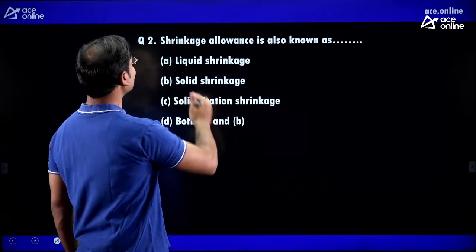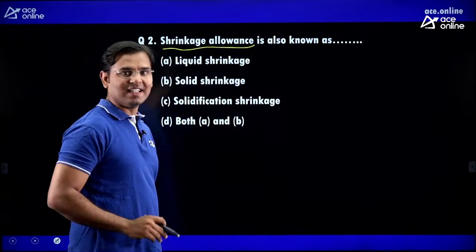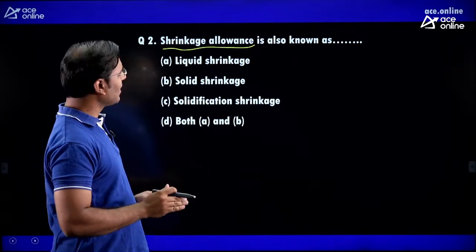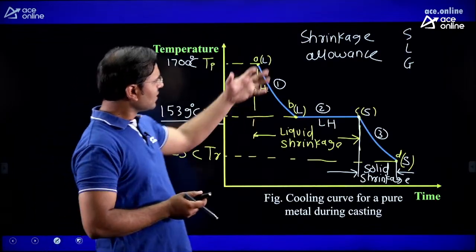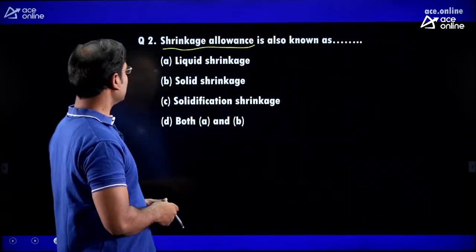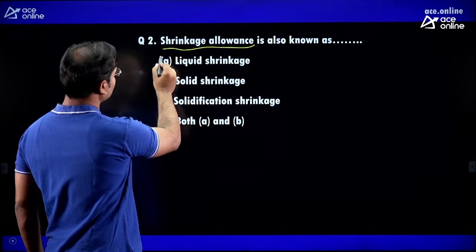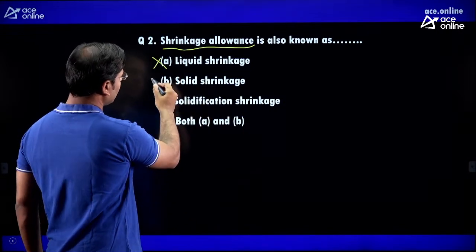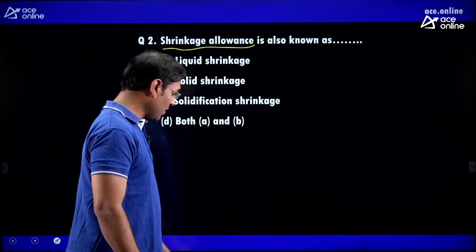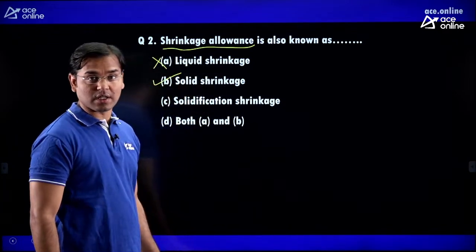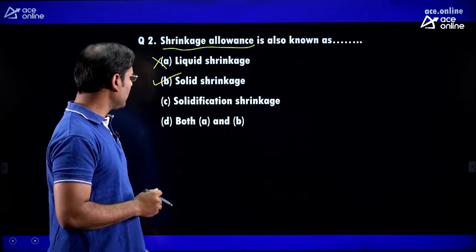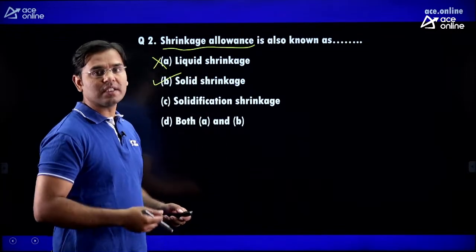Shrinkage allowance is also known as, next best question. Just as we discussed here, the shrinkage allowance is also known as solid shrinkage. Shrinkage allowance is also known as liquid shrinkage, wrong. Solid shrinkage, correct. Solidification shrinkage, oh my God, what is solidification shrinkage now? You got that the shrinkage allowance is the solid shrinkage, but the question is what is solidification shrinkage?